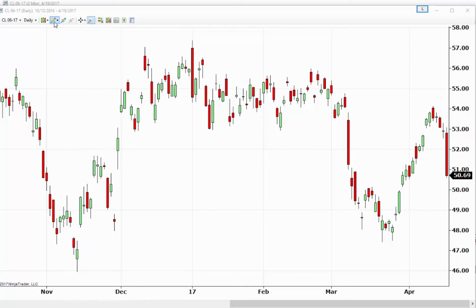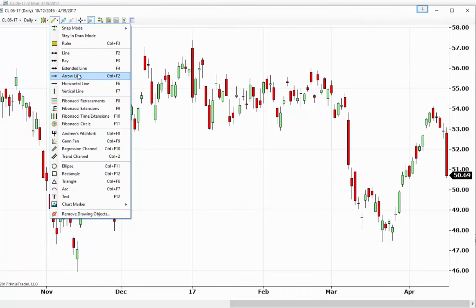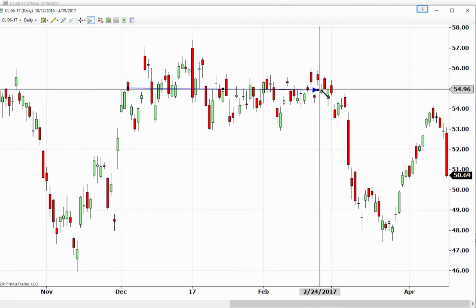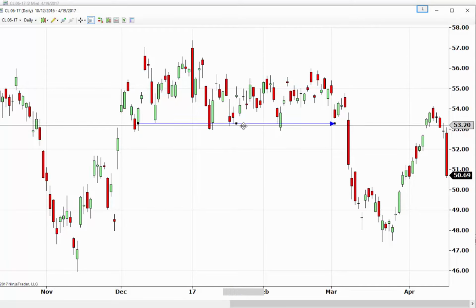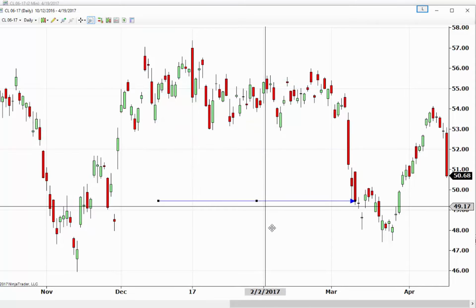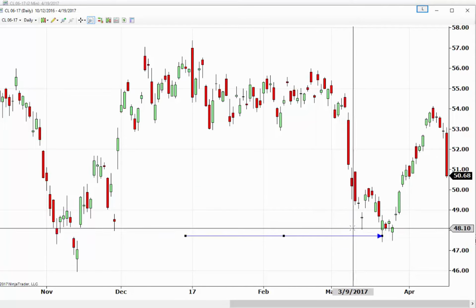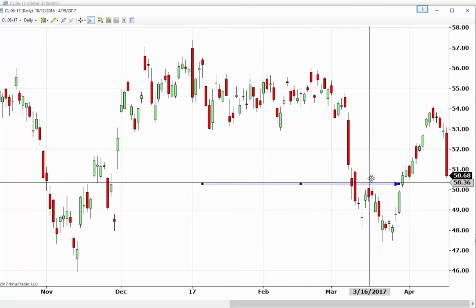So this is a daily chart here, and you can see that we had a lot of sideways motion through here, actually going back through December, and then we had a nice break in this time period here, early March. It came all the way down in the 48, just dipped below 48. But this is the interesting thing.